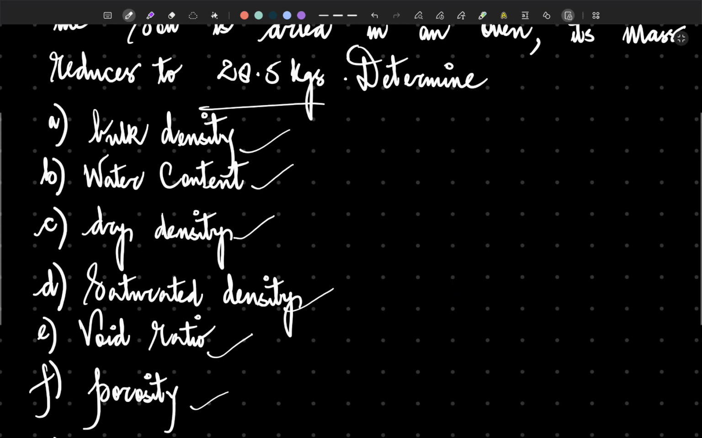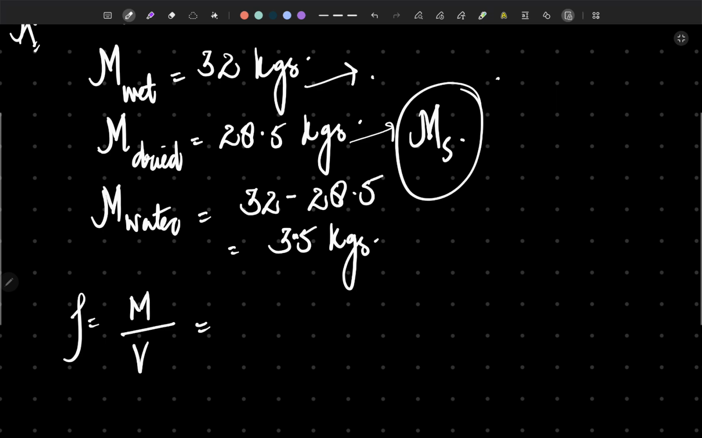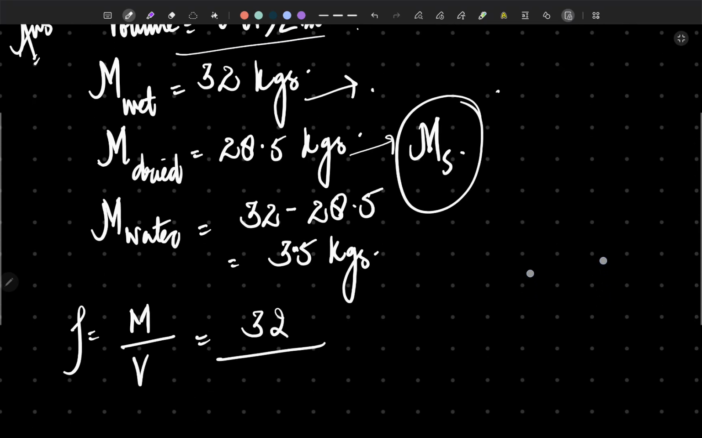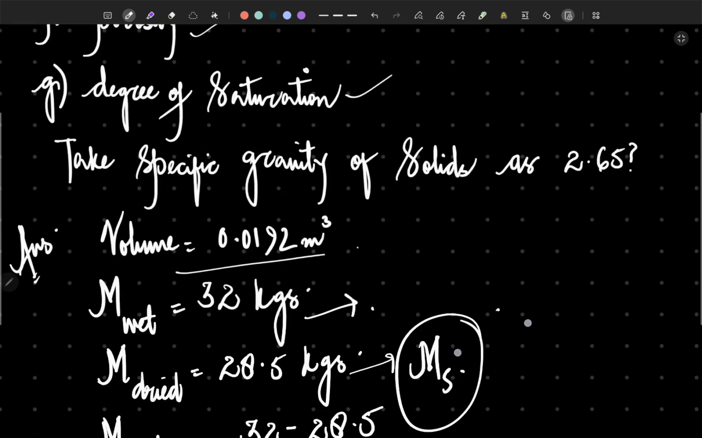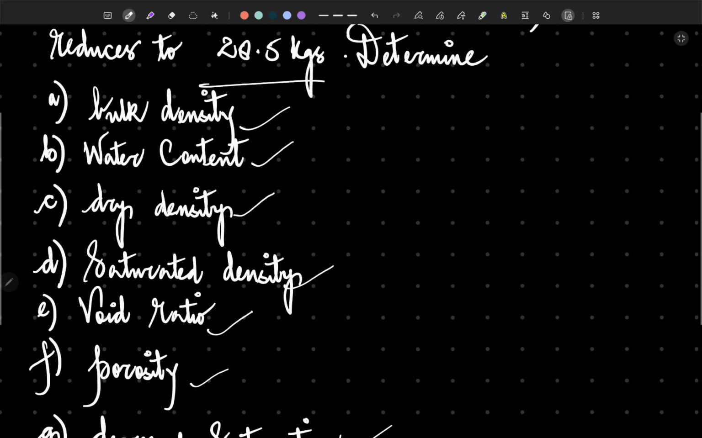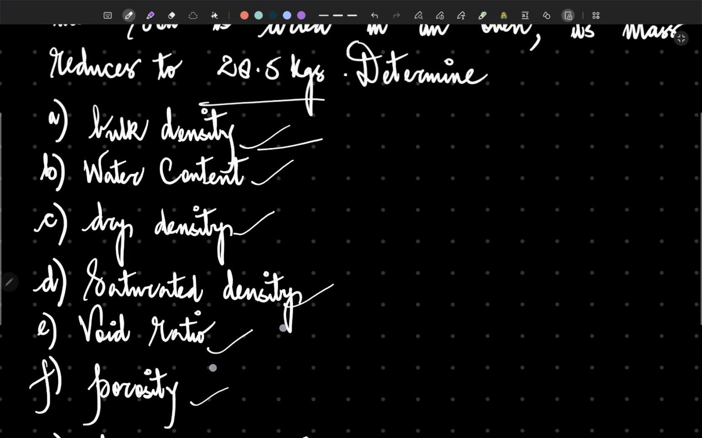The first one is the bulk density. We know that bulk density is equal to mass per unit volume, but which mass? Mass in the wet or moist condition. So it is 32 divided by the volume, which is the same, 0.0192 cubic meters. By calculations, the bulk density, the first parameter we have been asked to find, is equal to 1666.67 kgs per cubic meter. All right, next part.